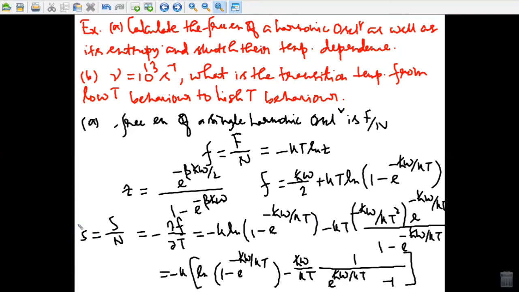So the entropy of a single harmonic oscillator is the capital entropy divided by N, that is minus del f del T, that is minus k ln of 1 minus e to the power minus h cut omega divided by kT, minus kT times minus h cut omega divided by kT square, e to the power minus h cut omega by kT divided by 1 minus e to the power minus h cut omega by kT. That is minus k ln of 1 minus e to the power minus h cut omega by kT, minus h cut omega by kT times 1 upon e to the power h cut omega by kT minus 1.